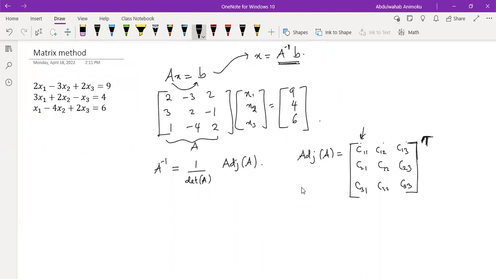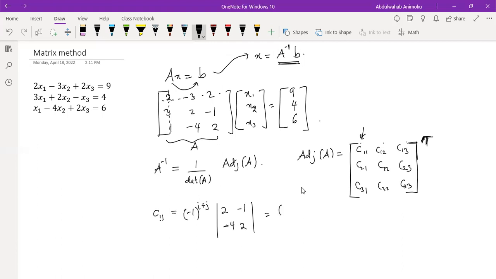Now let's look at the procedure on how to get this using this particular example. So how we're going to determine C11 is basically this: you multiply by -1 raised to the power I plus J. So this is your I and this is your J. Then we take the determinant of this component. When you cross out the first column and the first row, what do you end up with? You have 2, -1, -4, 2. So that will be your C11.